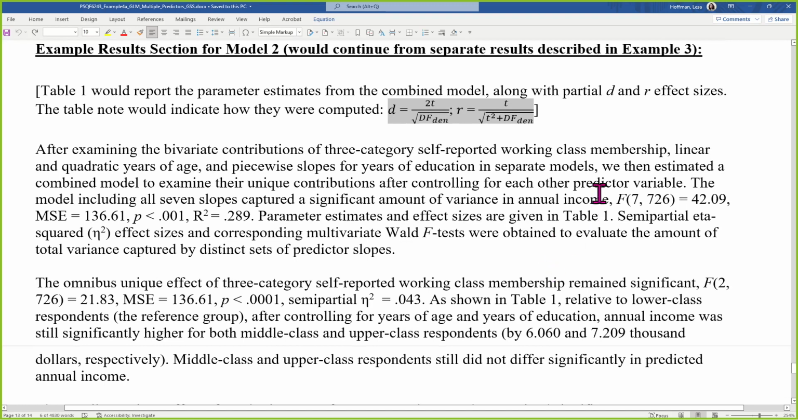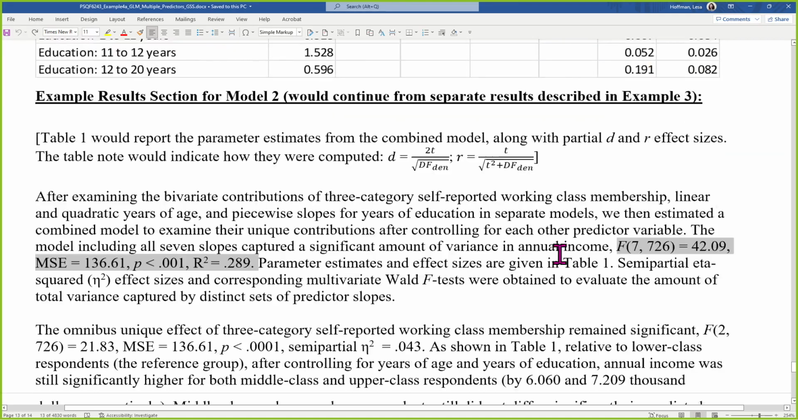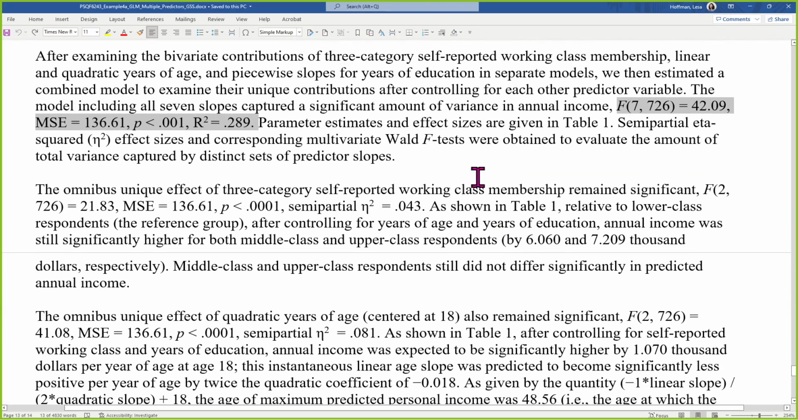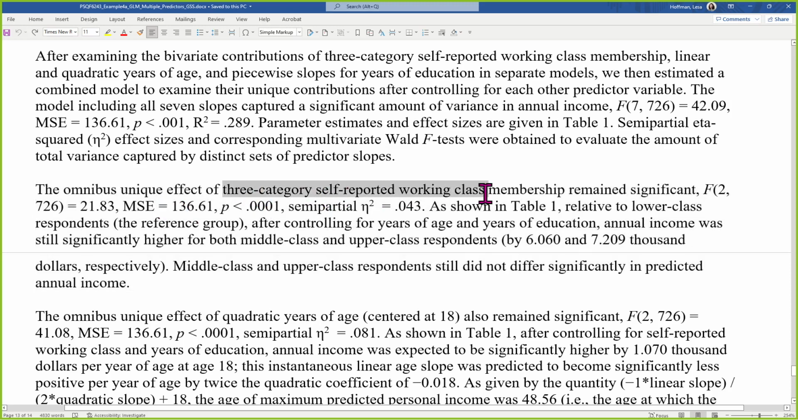So in addition to how well did the overall model do, how well did each individual slope do, significance test and effect sizes, then I'm also talking about each conceptual predictor as a collection of multiple fixed slopes. So this paragraph is about working class. The omnibus, that means altogether again, that's an ANOVA phrase. Unique effect, meaning after controlling for the other predictors in the model. Effect of 3 categories self-reported working class remains significant after controlling for other things.